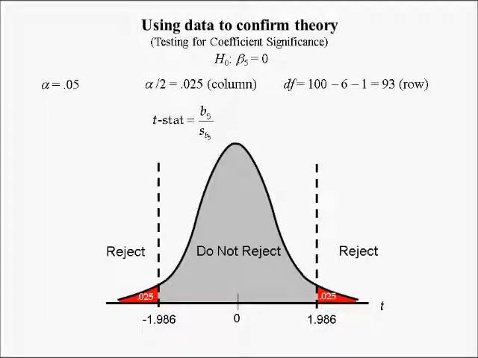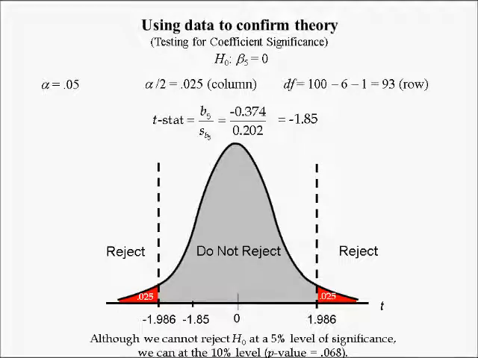Beta 5's t-stat is B5, its estimate, divided by its standard error. I'll not go back to the table this time. But its estimated coefficient is negative 0.374, and its standard error is 0.202. Hence, the t-stat is equal to negative 1.85, which puts it in the do not reject region. Since the t-stat is close to 0, we conclude that the null hypothesis is probably true. We say that we cannot reject the null at the 5% level of significance.